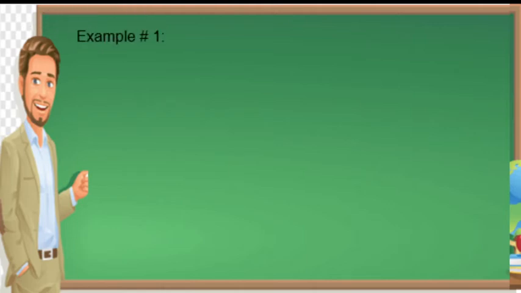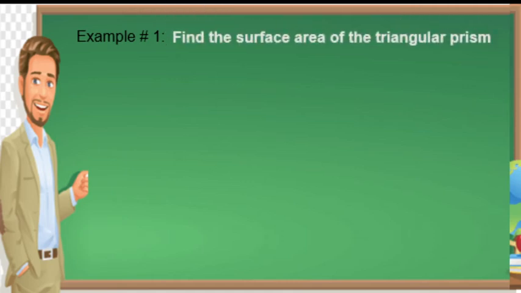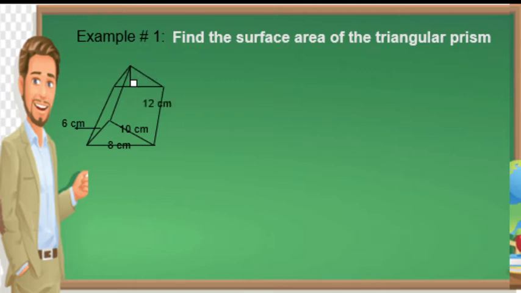Okay, so let me give you an example. Find the surface area of the triangular prism. So we have the triangular prism. The measurement of this side is equal to 6 centimeters, the base is 8 centimeters, and the other side is equal to 10 centimeters, the length is 12 centimeters, and the height of the triangle is equal to 4 centimeters.